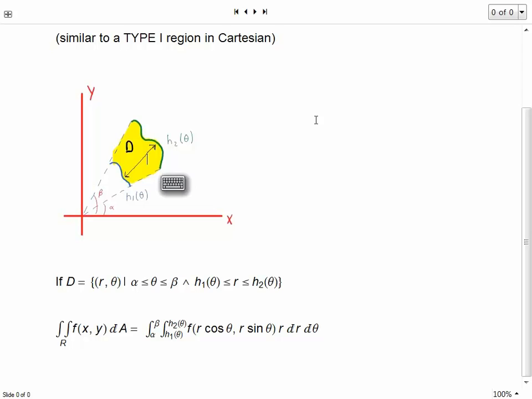F of x, y, this is the same thing, converting from Cartesian to polar. I still have the r, but now instead of d theta dr, I have dr d theta. I have to have it that way because my theta is in the outer integral, and my inner integral has the r. Question?